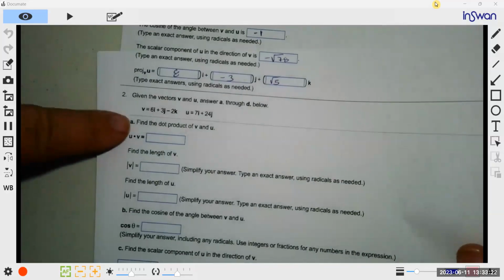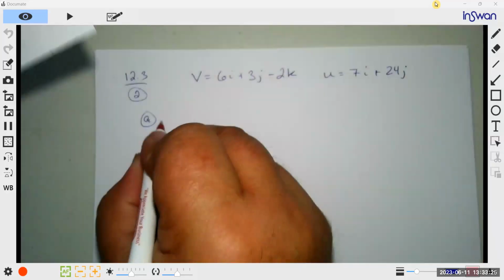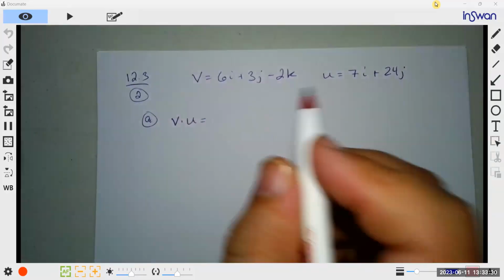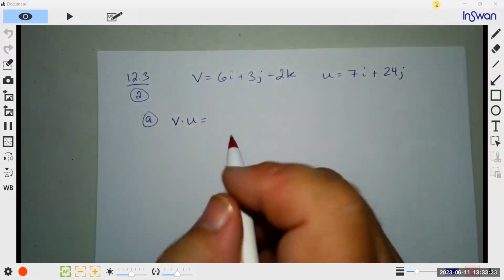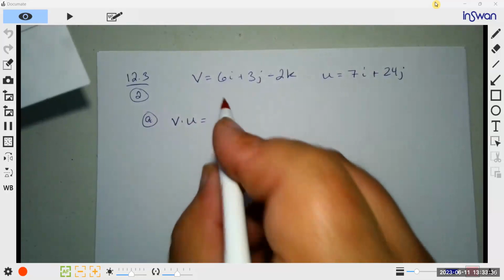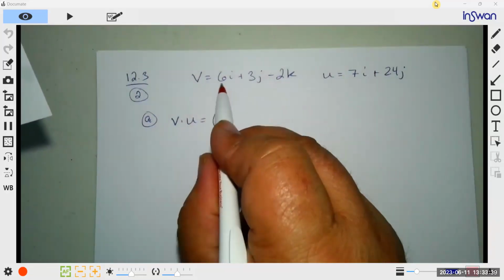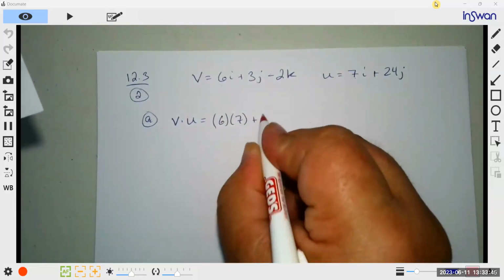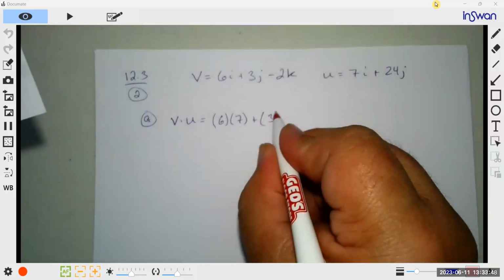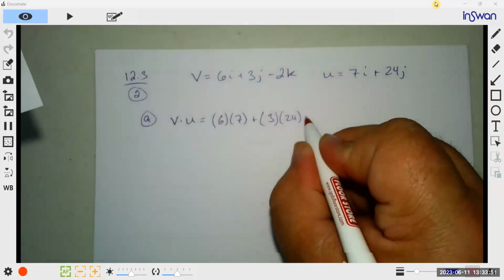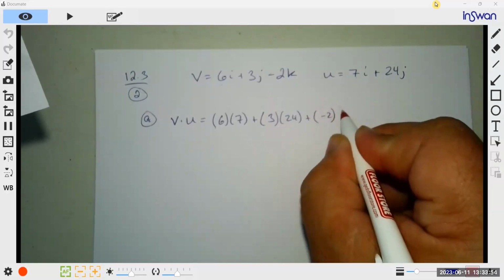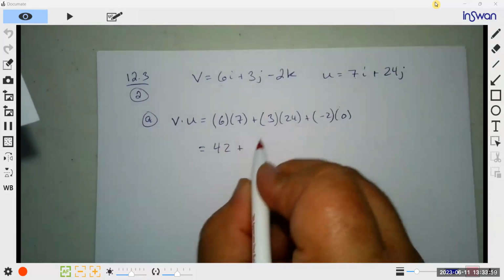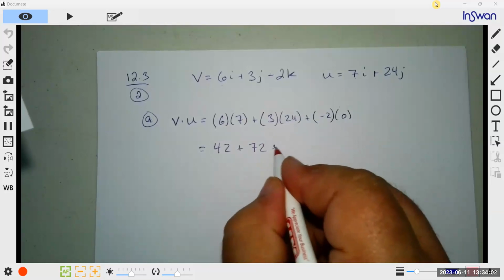Question A says find the dot product between v and u. The dot product is commutative because it takes 2 vectors and gives us a scalar solution. Remember, it's going to be 6 times 7. The j's are 3 times 24. And the k is negative 2 times 0. 42 plus 72 plus 0.